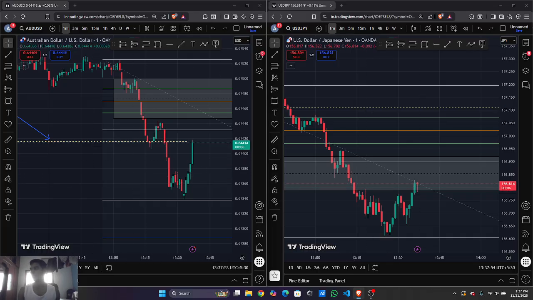Euro also, all pairs are giving a pullback. If we are right, then this is a pullback and we'll make money. And if we are wrong, then this is not the pullback. It is just a change of trend. That's fine if that happens.